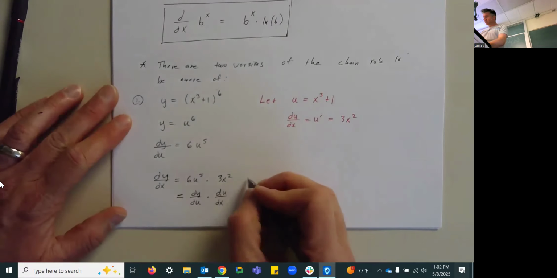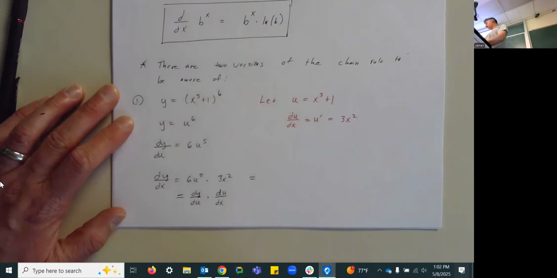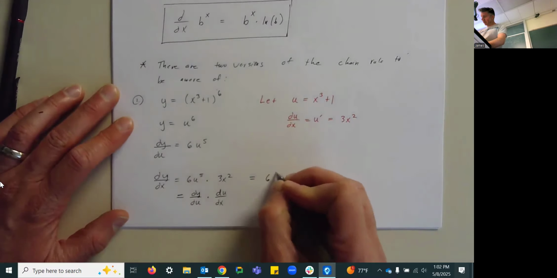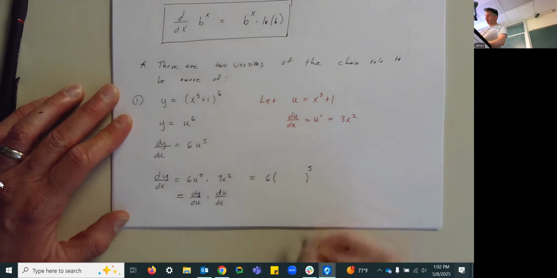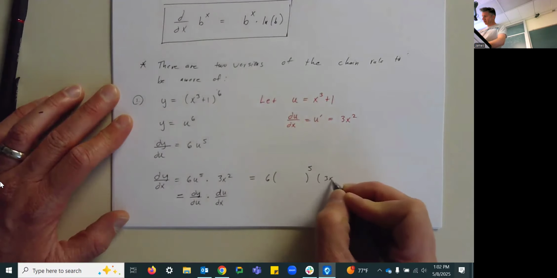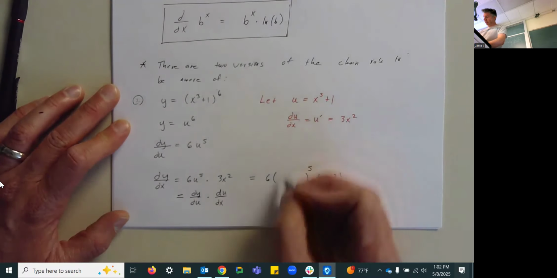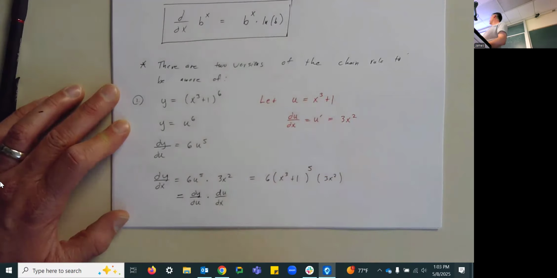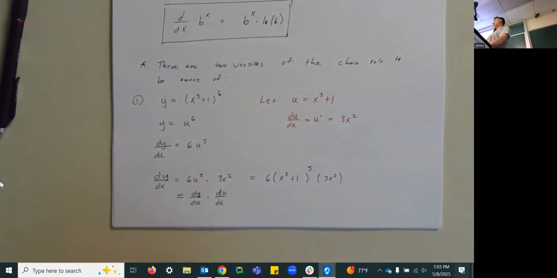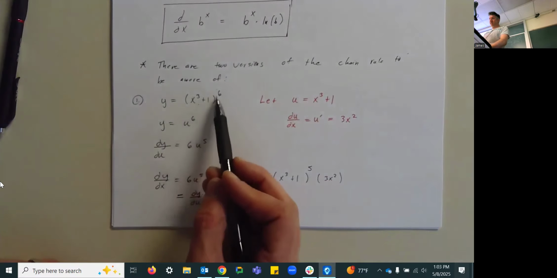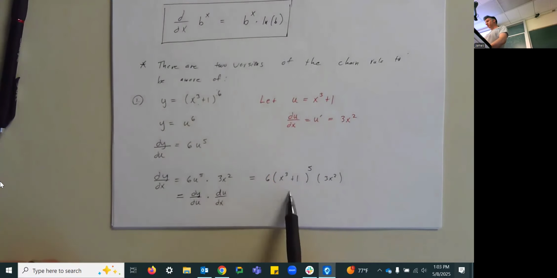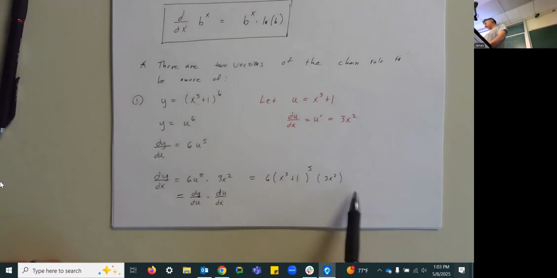So here, rewriting this, we're going to get 6 times our u to the 5th power times our 3x squared. And our u was x cubed plus 1. So yes, we took the longest route possible to get there, but we're still getting the same result we expected. We differentiated something to the 6th power. We got 6 times our something to the 5th times the derivative of the inside something.